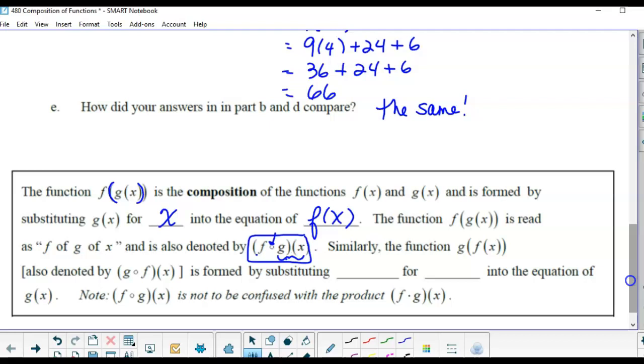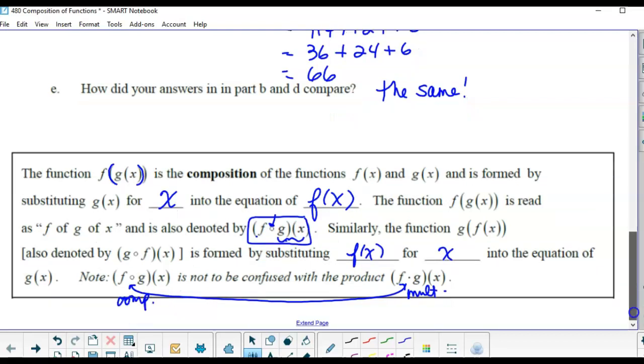Then if we switch them around, g of f of x, then it would be g first, open circle f. And that's formed by substituting f of x for x into the equation of g of x. Okay, so as I talked about yesterday, these are different. This means multiplication, this means composition. So just be careful on that.